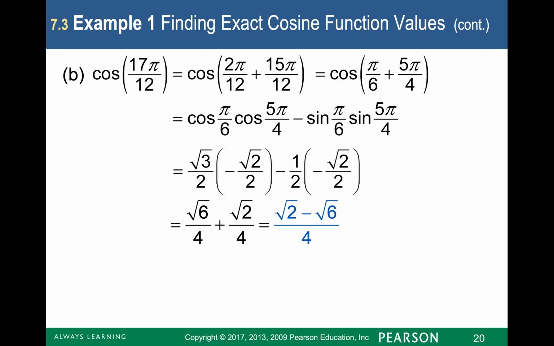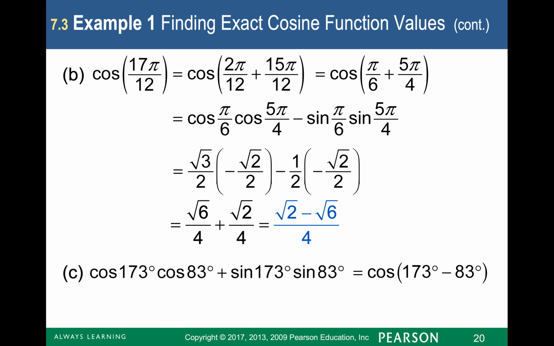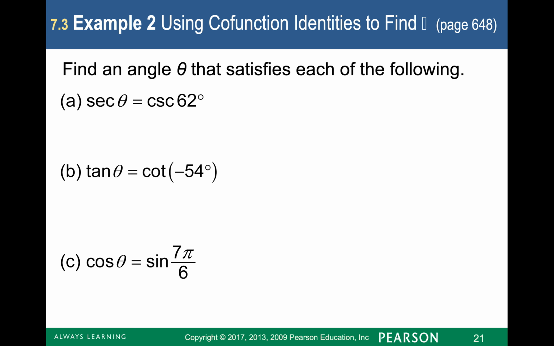So the key here is knowing the formula, but also being able to break apart an angle into the sum of two angles we know the reference value for. I can also do it in reverse. So here I can recognize that I have cosine A, cosine B, plus sine A times sine B. So in that case, that is the cosine of A minus B. So if I do 173 minus 83, that's the cosine of 90, which brings my final answer to 0. So you should be able to recognize the formula frontwards as well as backwards.